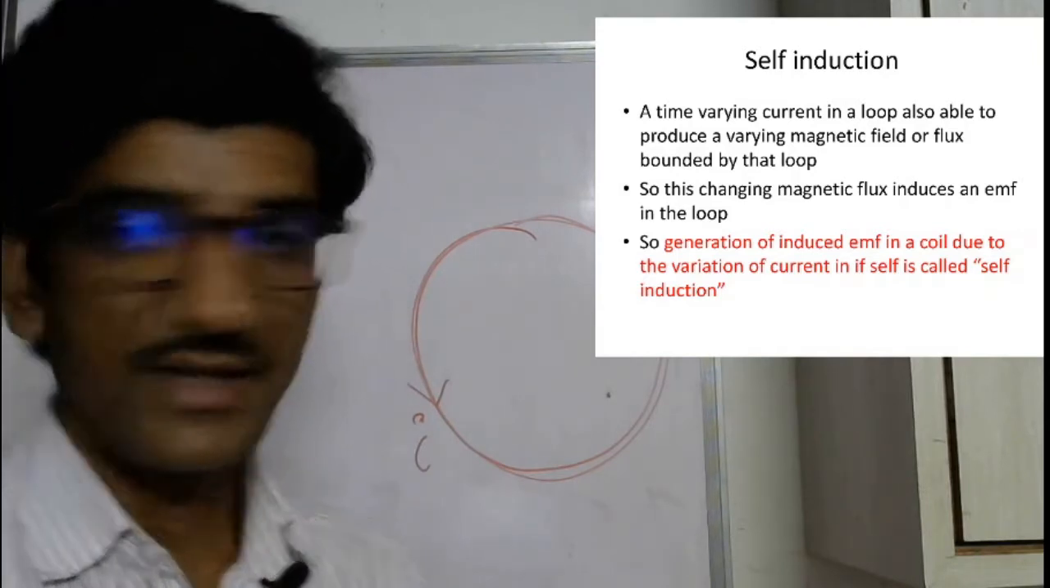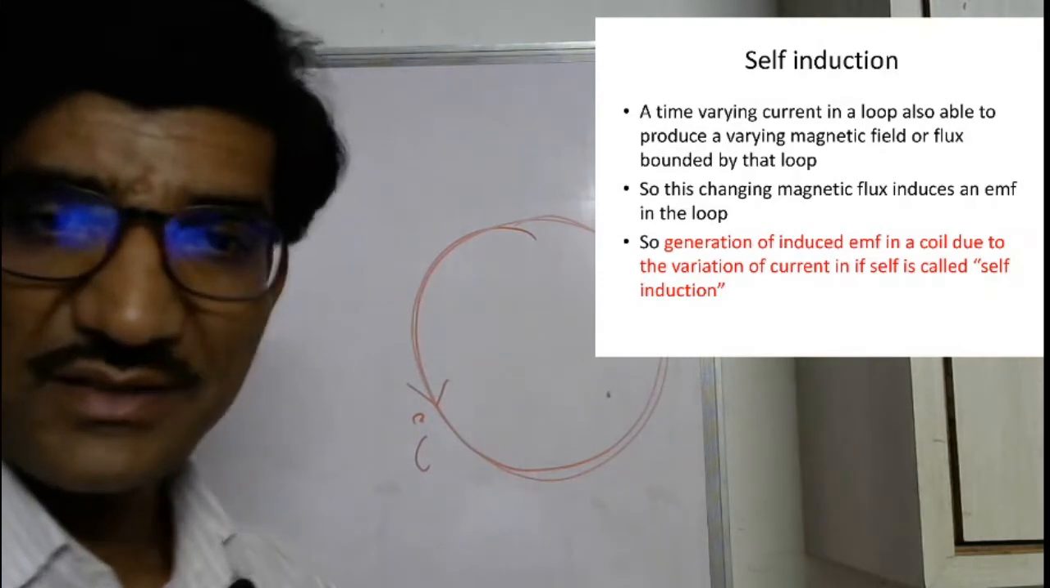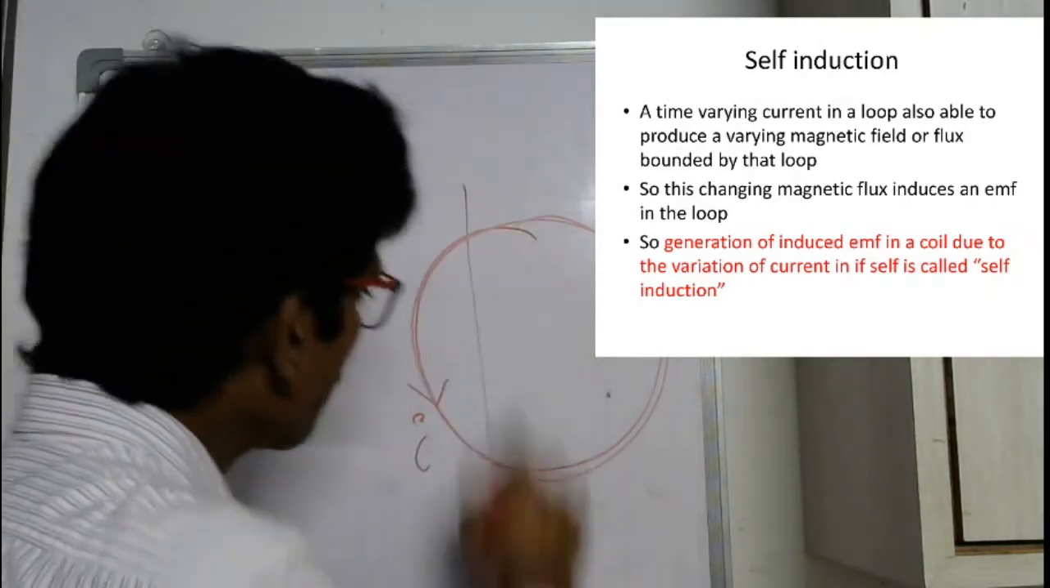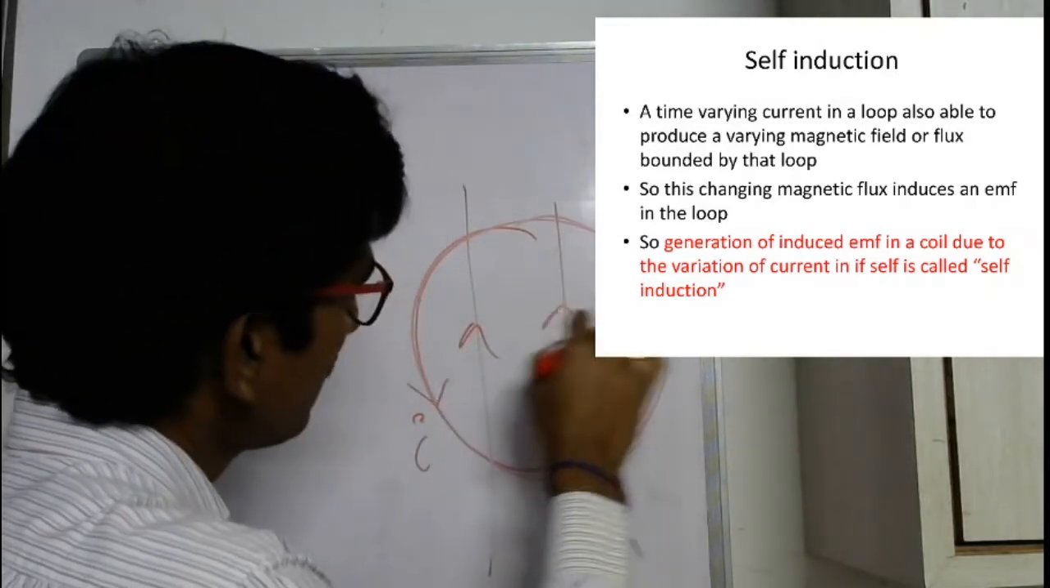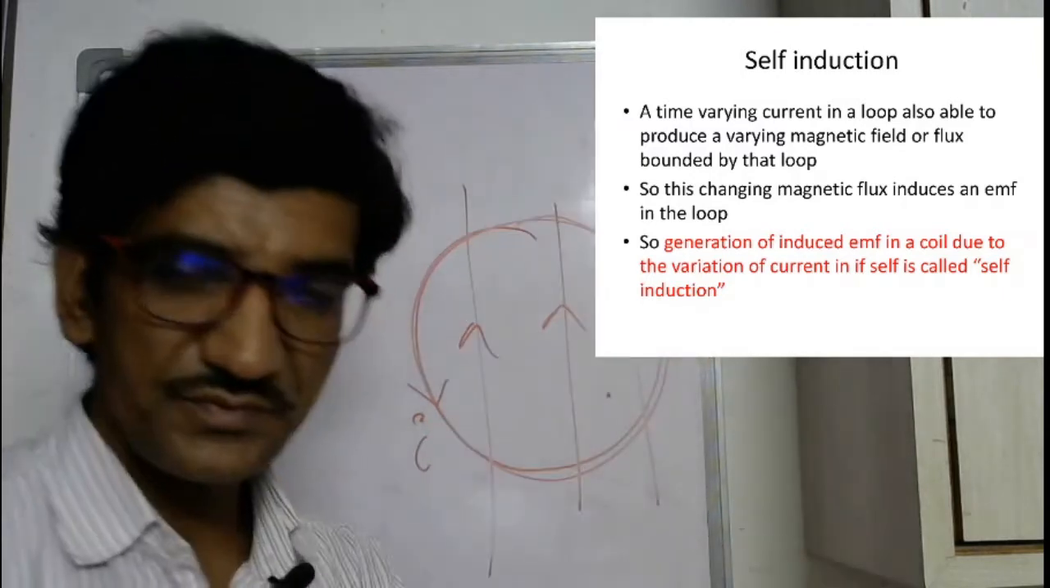What happens in this wire? This wire with this much current is able to produce magnetic flux. Magnetic flux. Okay.